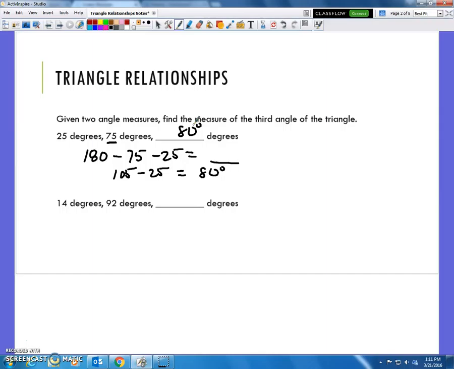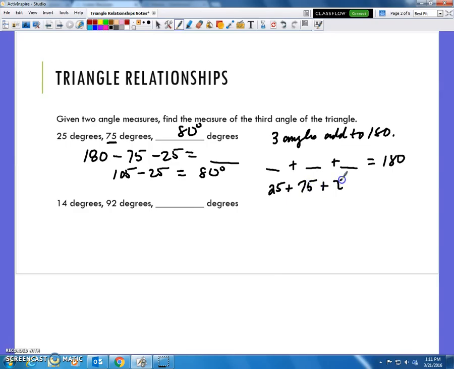Okay, that's a good way of thinking of how to find the missing angle, but I want to start learning how to apply algebra to find missing parts. So instead of just taking away the parts we know and whatever's left is the last angle, let's set up an equation here. I know that the three angles add to 180. So what I'm going to say is angle 1 plus angle 2 plus angle 3 equals 180. I know that angle 1 is 25, angle 2 is 75, and I don't know the third angle, so I'm going to use a variable there for x.